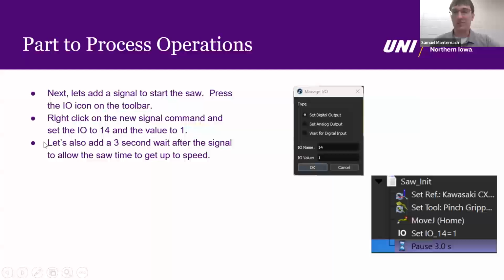We're going to add an IO signal after that JMove. In this case, we're turning on our bandsaw to allow it to cut our part. Similar to how we did with the gripper, we're also going to add a wait command. In this case, it's just allowing time for our saw to get up to speed and get ready for us to do any cuts. It's a simple thing we can do when we're operating any outside piece of equipment, just to make sure that everything is ready to go for our robot.